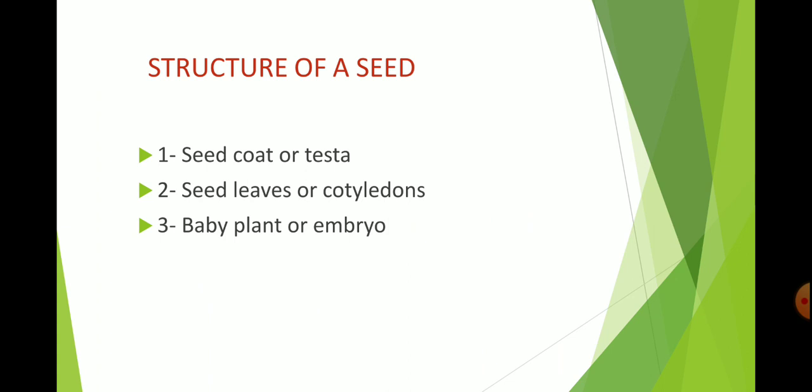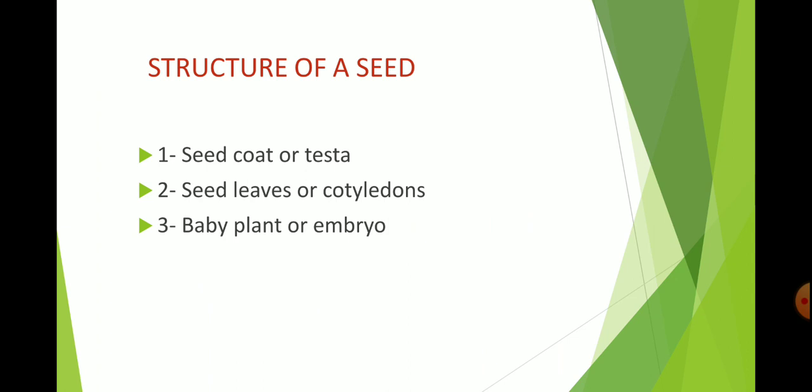Seed coat is also known as testa, the external covering of a seed, and the main function of the seed coat is to protect the seed inside. So, it is the main function of the seed coat.